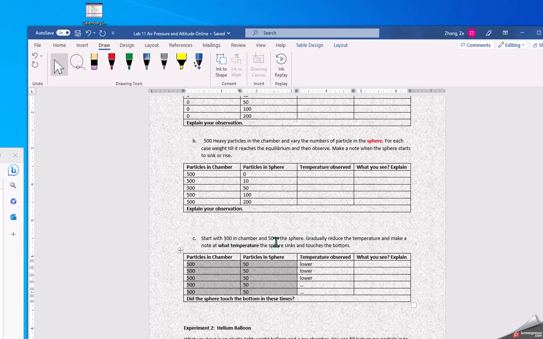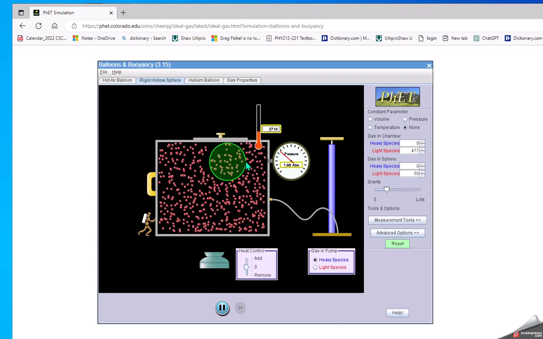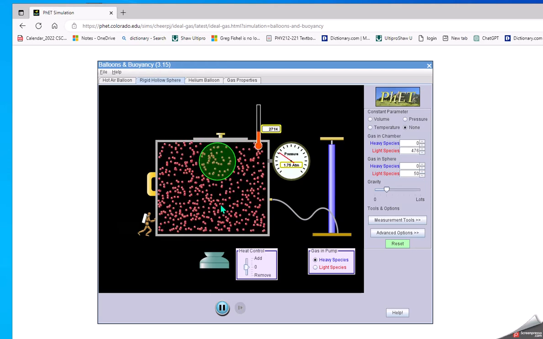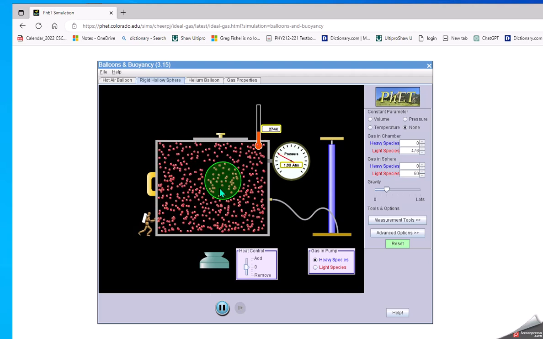I want 50 in the smaller sphere, and 500 in the chamber, and then at some temperature like 300, 400 degrees, and then gradually reduce temperature and see at what temperature the sphere sinks to the bottom. Okay, lower and lower, and see what happens. So 50 in the chamber, 500 outside, and you see it's floating, and same thing.